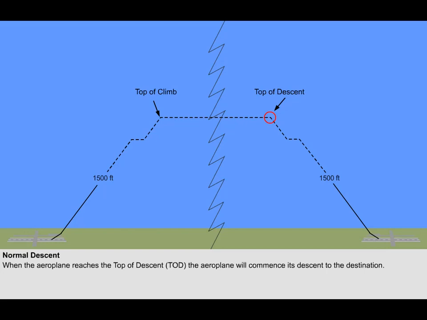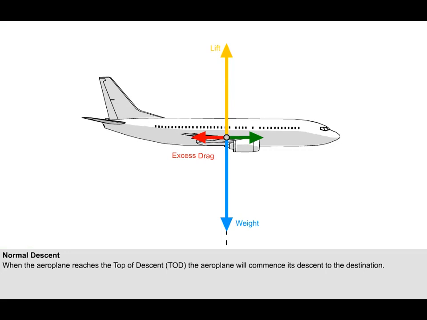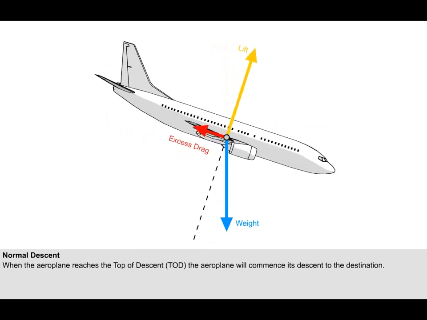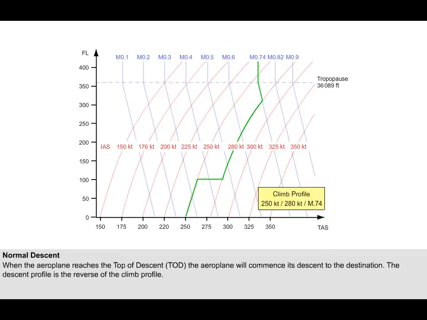When the aeroplane gets close to the destination airfield, it will reach a point which marks the beginning of the descent. This is called the top of descent. You may remember that in order to initiate a descent, firstly the thrust must be reduced, and then the nose is lowered to get weight to act forwards to balance the drag. The balance of forces ensures a constant speed can be maintained during the descent. The descent profile is almost the reverse of the climb profile.